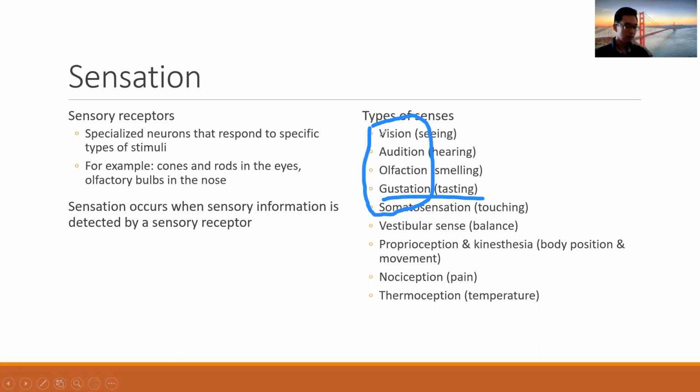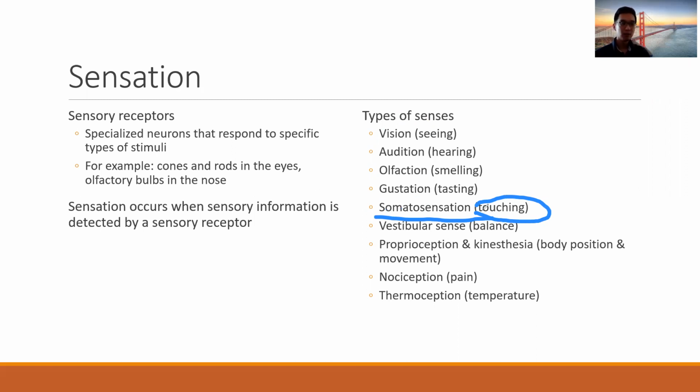All these words are the formal names of those senses. It's different from the words that we use in everyday life. We talk about seeing, hearing, smelling, tasting, but the formal names are vision, audition, olfaction, and gustation. And also here is somatosensation, which means touching. Because we can touch things with our fingers or any part of the skin, we can feel the texture of those objects, right?